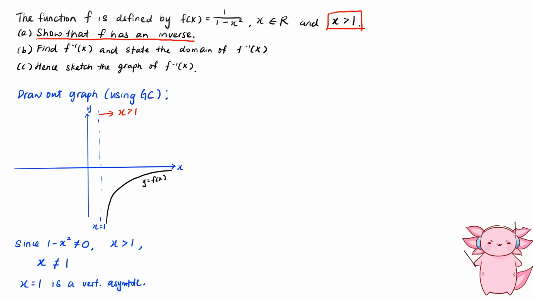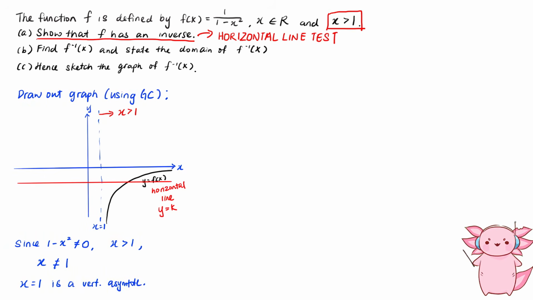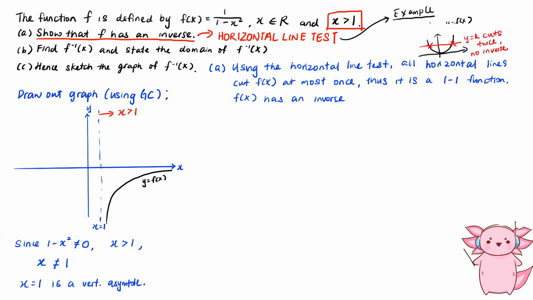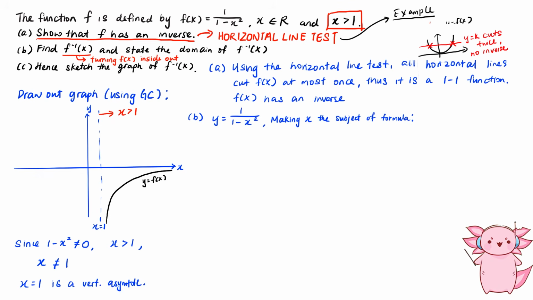Now introducing the horizontal line test. So if we draw a horizontal line like this anywhere, it should cut the graph of f of x at most once, which this graph does. But if it cuts it twice like this, that means the inverse doesn't exist. Now, finding the inverse of a function is just like turning the function inside out, where we are trying to make x the subject of the formula.